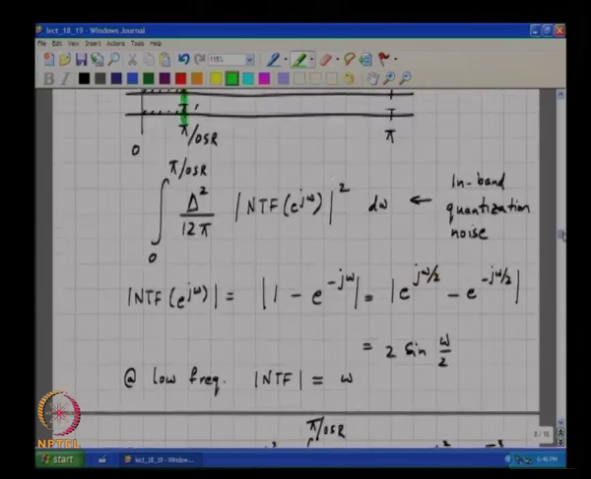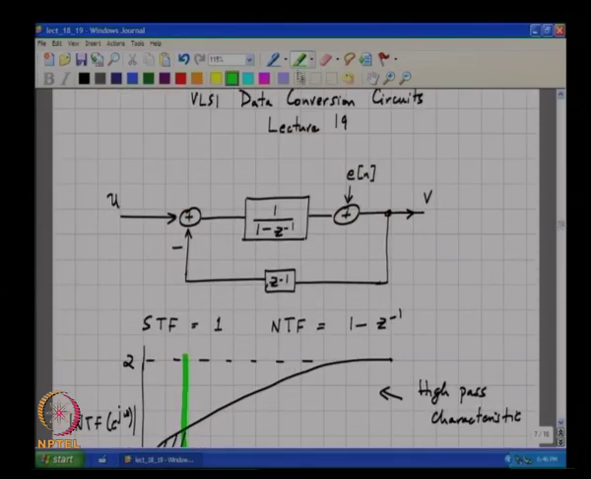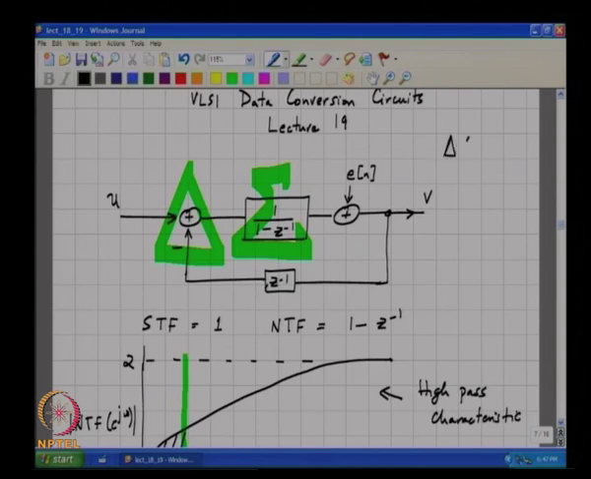And now if you think about it, this is an integrator. So what is the integrator doing? It is summing, so this is sigma. And what is this guy doing? It is difference, and that is delta. So this is also called either a delta sigma or a sigma delta, or a noise shaped, or an oversampled converter.